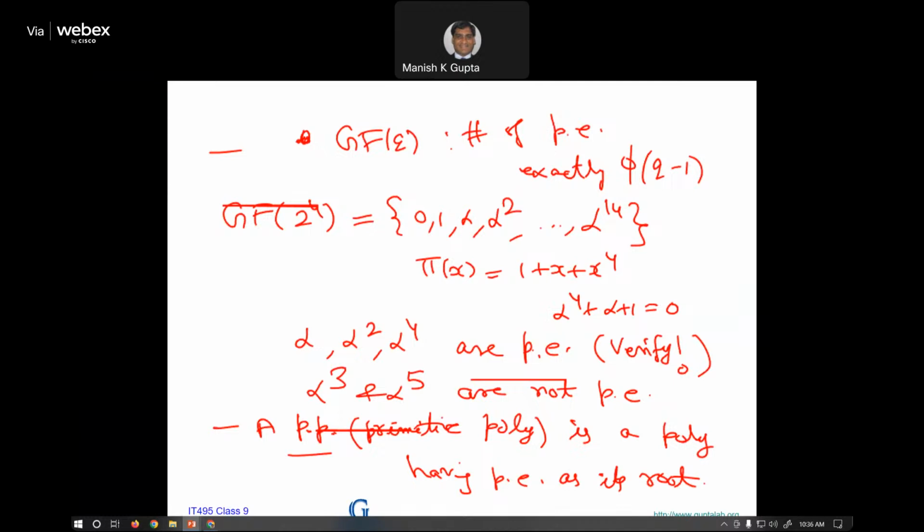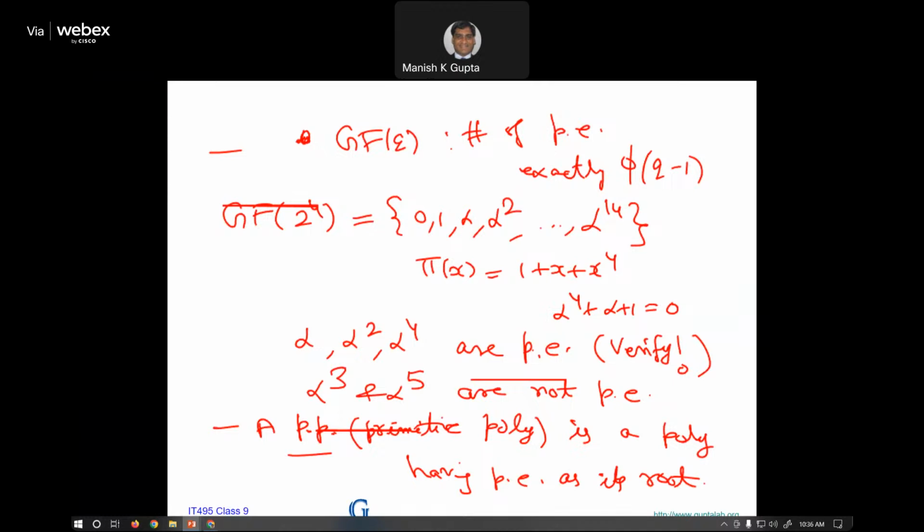What are those primitive elements? Alpha and alpha square. So alpha square is the conjugate of alpha. Just like if there is a complex number, its complex conjugate is also a root, in a similar manner, alpha and alpha square are conjugates of each other.